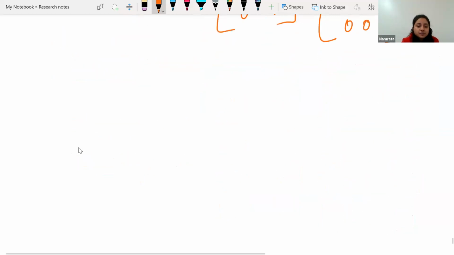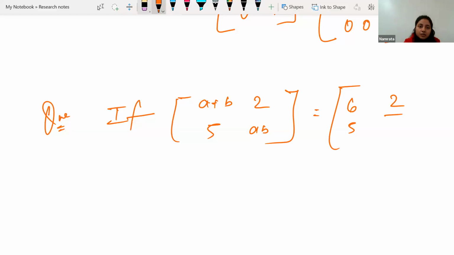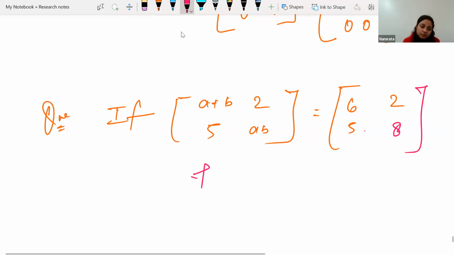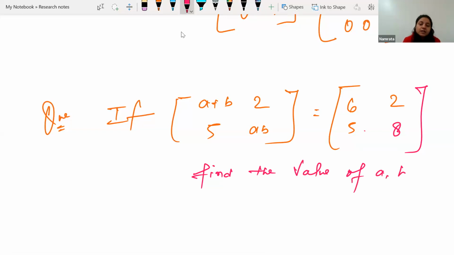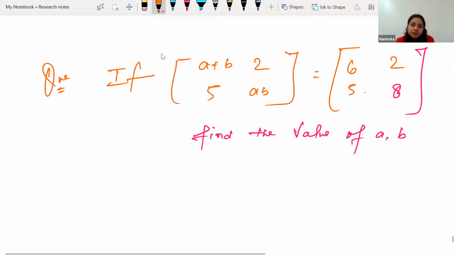Now let's solve a few questions. If a plus b is equal to 6, 5, 2, 8, find the value of a and b. Who will tell me how to find the value of a and b over here? How can we find the value of a and b from here? Anyone?